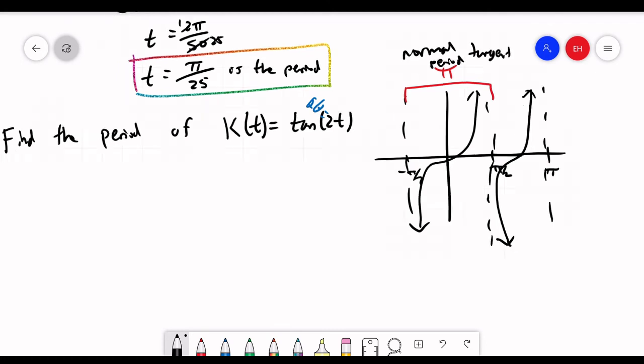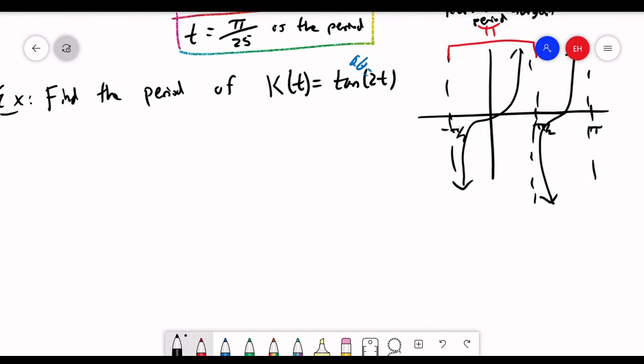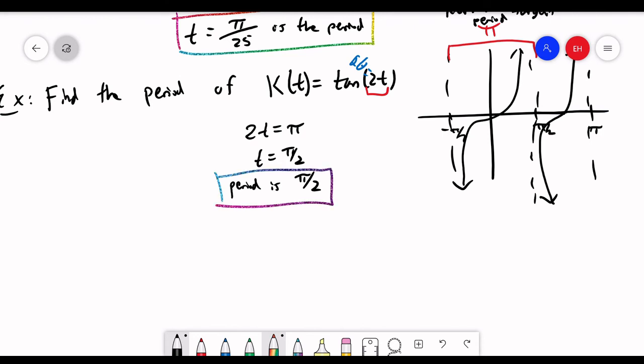So the basic tangent period is pi. So we need to keep that in mind. Then if we want to find the period of tangent of 2t, we're going to say, well, tangent repeats after it sees pi, so what does t have to be for tangent to see pi? So we set 2t equal to pi, and we get that the period is going to be t equal to pi over 2.